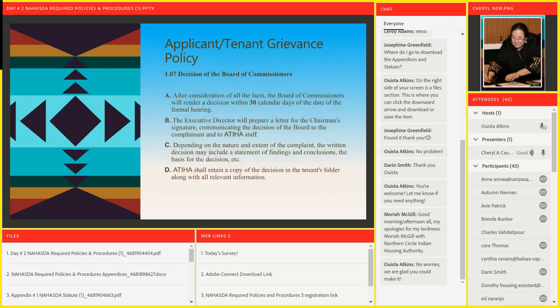Your decisions: after consideration of the facts, your board will render a decision within 30 calendar days of the date of the formal hearing. The ED will prepare a letter for the chairman's signature, communicating the decision of the board to the complainant and to your staff. Depending on the nature and extent of the complaint, the written decision may include a statement of findings, conclusions, and basis for the decision, and you shall retain a copy of the decision in the tenant's folders along with all of the relevant information.